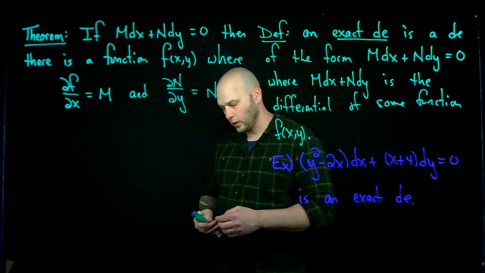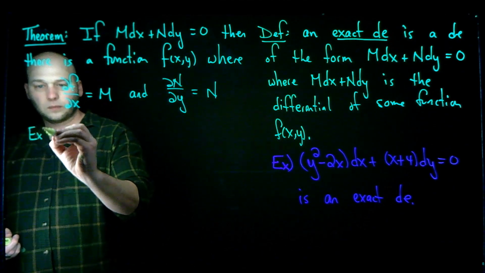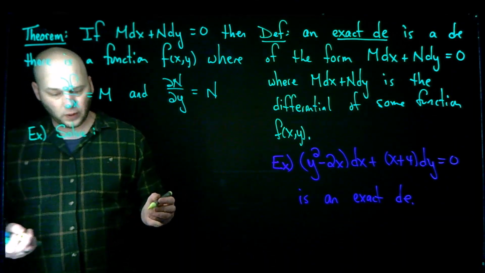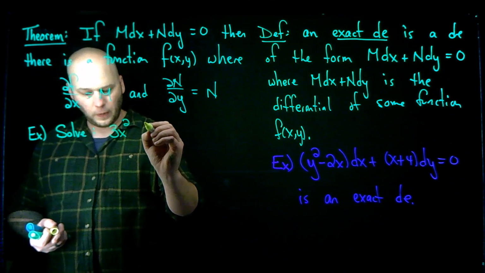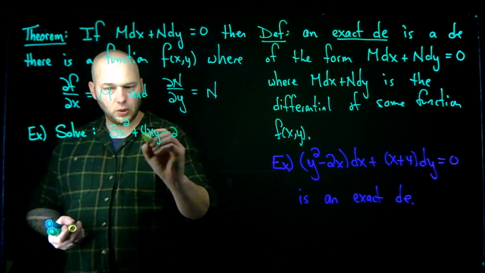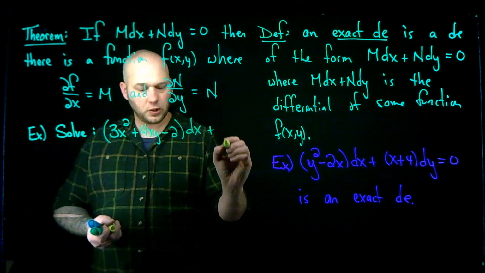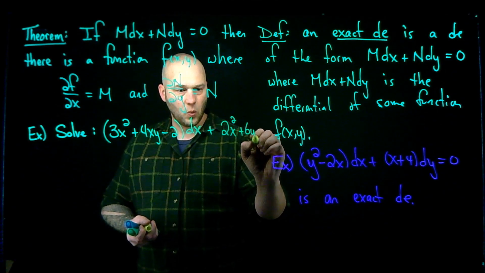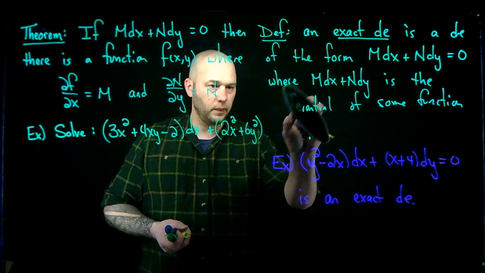So let me show you how this works. For example, I want to solve the following differential equation: 3x squared plus 4xy minus 2, dx, plus 2x squared plus 6y squared, dy. I'm going to clean this side up a little bit here.